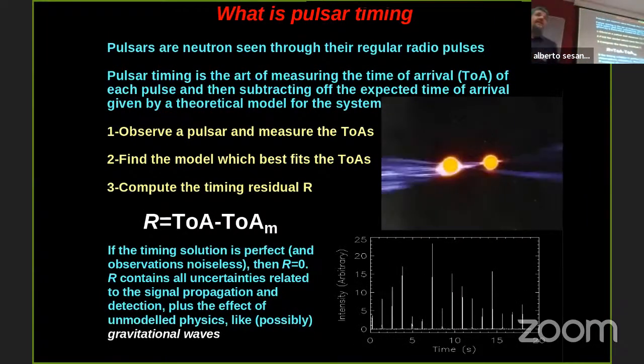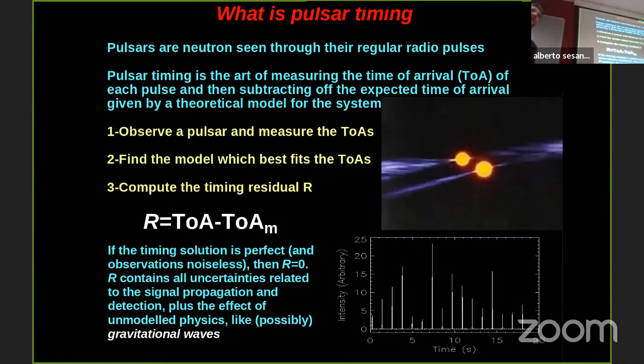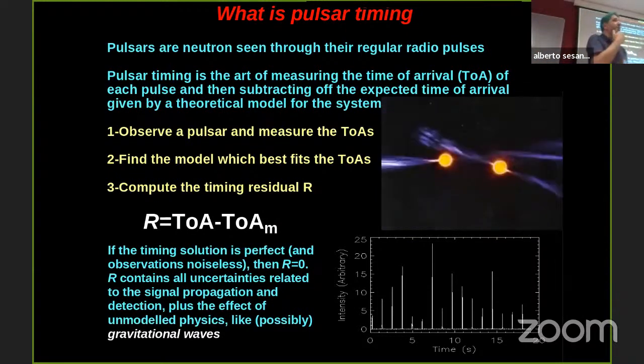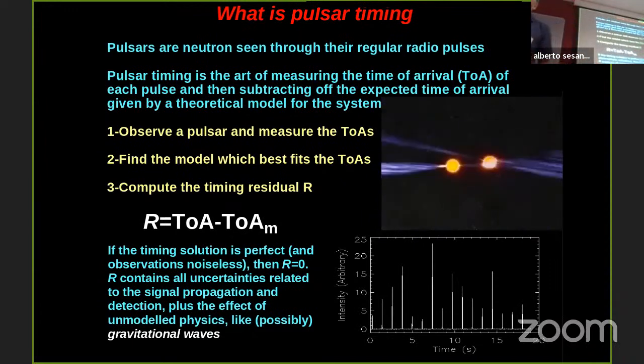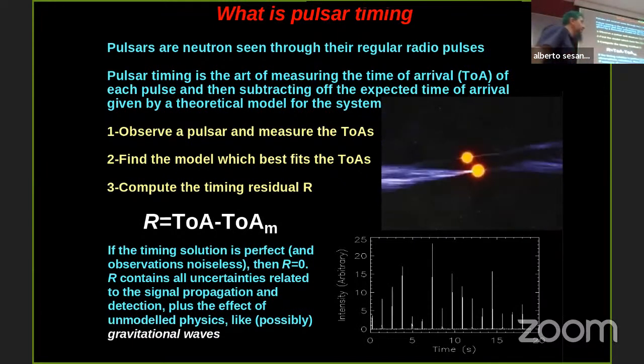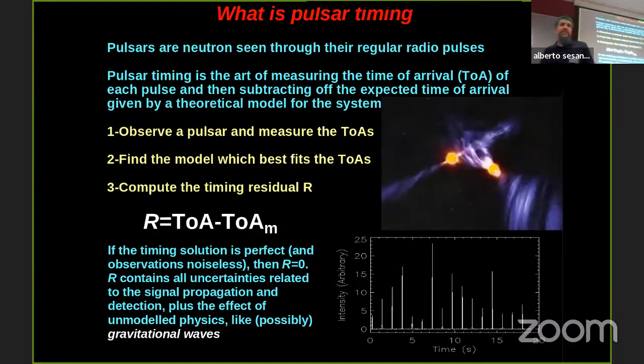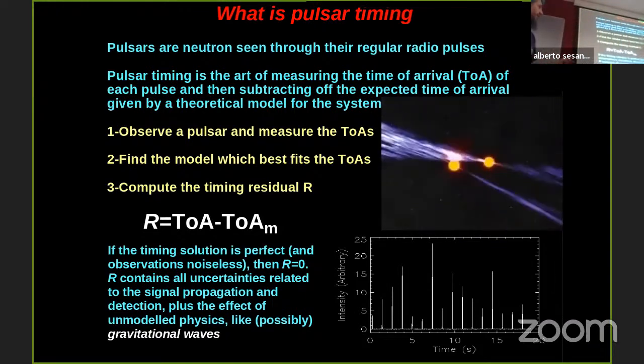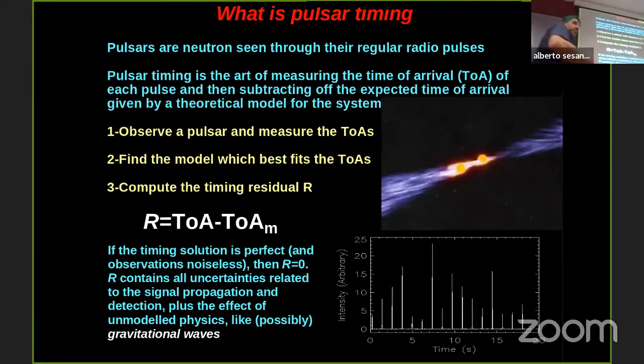So what is the idea? Well, the idea is that you have a ticking clock, and you try to measure the time of arrival of the ticks of this clock, and this is what pulsar timing is about. You build a model for your clock. You can predict with your model when the next pulse of your clock is going to be. You compare the prediction of your model to the actual time of arrival of the next pulse, and the difference between the two, you call the timing residual. And of course, if you had a perfect model for your clock, and if you had no noise in your observation, this quantity would be 0.